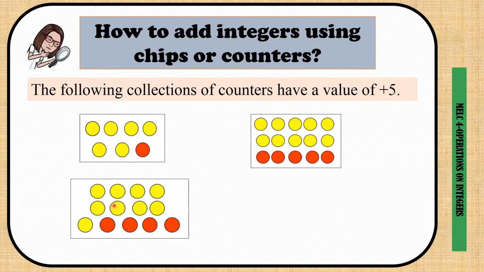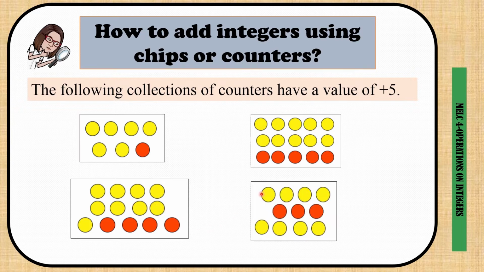That represents positive 5. Okay, and lastly, I have 8 yellow counters and 3 red counters or chips. So when you deduct 3 yellow and 3 red, the remaining is 5 yellow counters, which is again a positive 5. Okay, so these are the collections that will give you the value positive 5.